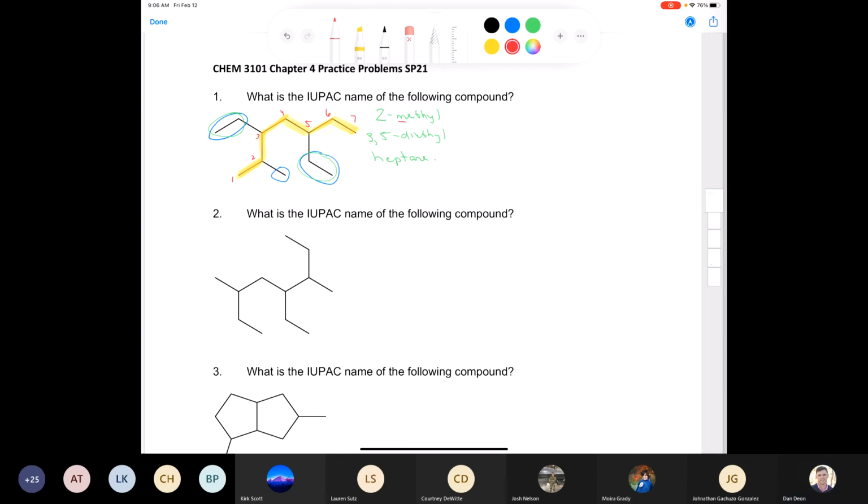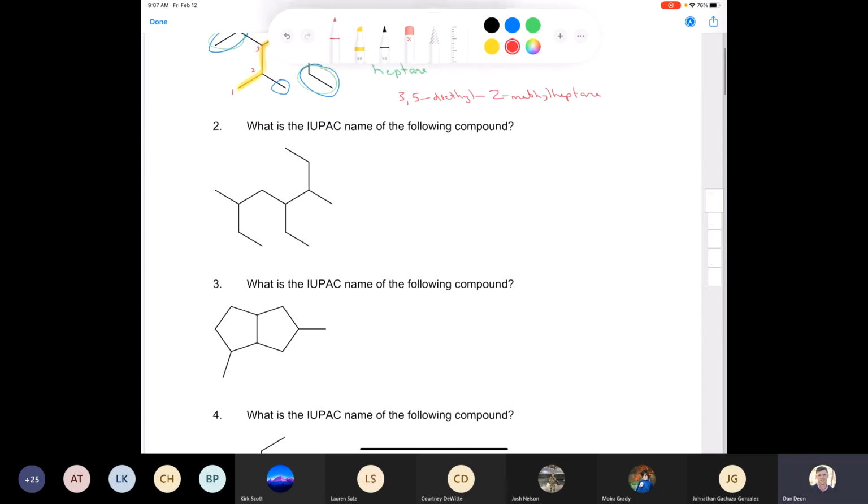M comes after E, right? Because we ignore all prefixes except iso and cyclo. We ignore the di prefix. And so the name of the compound would be 3,5-diethyl-2-methylheptane. There we go. Let's take a look at the next one.